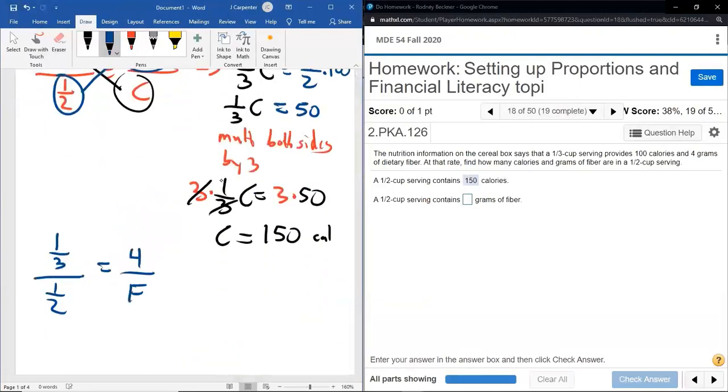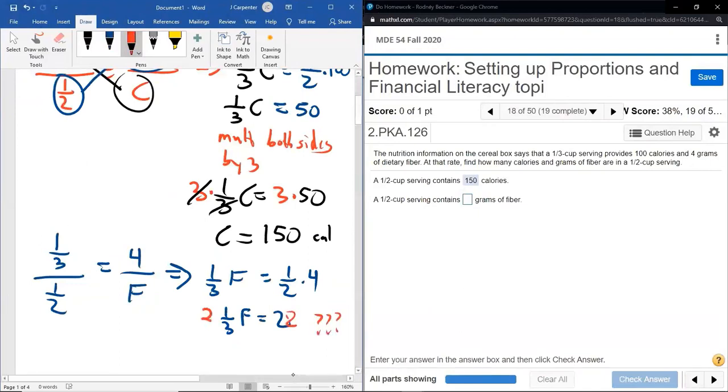I'm going to go a little quicker through this one. So cross multiplying, we'll get the 1/3 times the F, and that'll be equal to the 1/2 times the 4. Half of 4 is 2, so 1/3 F is equal to 2, and then we multiply both sides by 2, right? Question mark, question mark, question mark. Well, 2 and 3 don't reduce.